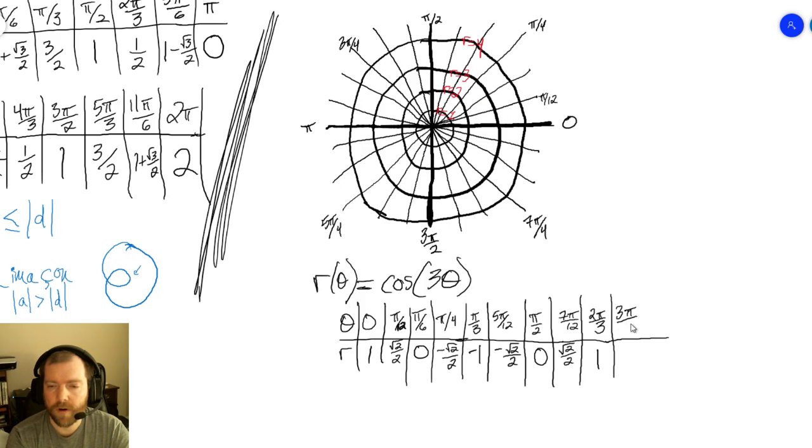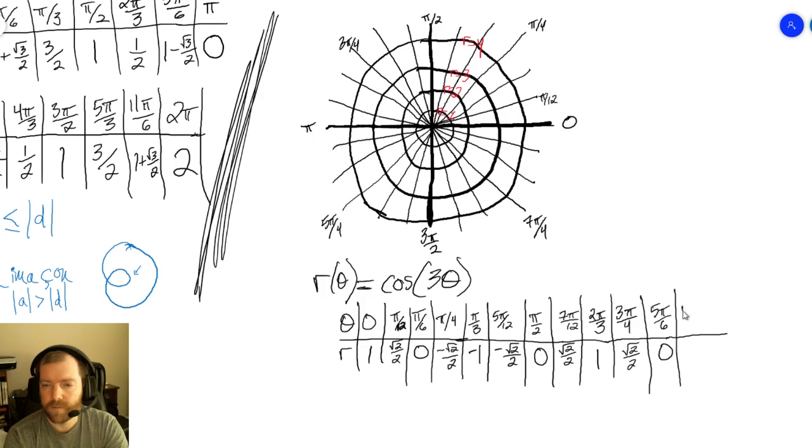3 pi over 4. Tripled is 9 pi over 4, which is just going to be in the first quadrant again. So root 2 over 2. Next one is 5 pi over 6. Triple it, it becomes 5 pi over 2, where we get a 0 again. Pi over 12.